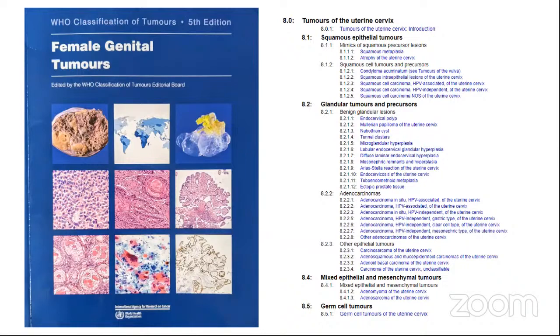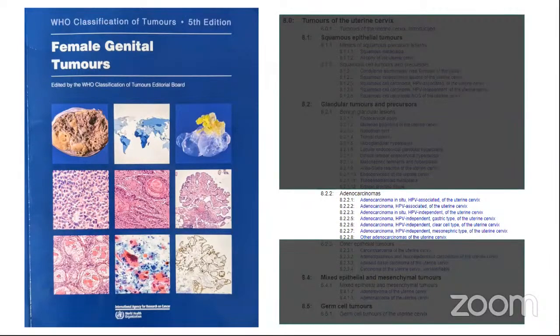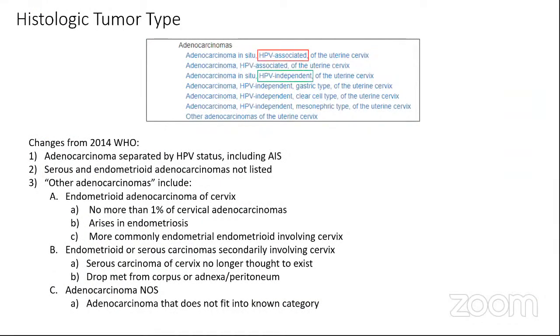So you can see here, if you look at the adenocarcinomas, you can see highlighted here that both in situ adenocarcinomas and invasive adenocarcinomas were separated by their HPV status. And you can see the HPV-independent tumors further classified into gastric type, clear cell type, and mesonephric type. See this other category here, and under that other category includes endometrioid adenocarcinoma of the cervix, which is an entity, but extremely rare, no more than 1% of all cervical adenocarcinomas, probably arising in the setting of endometriosis.